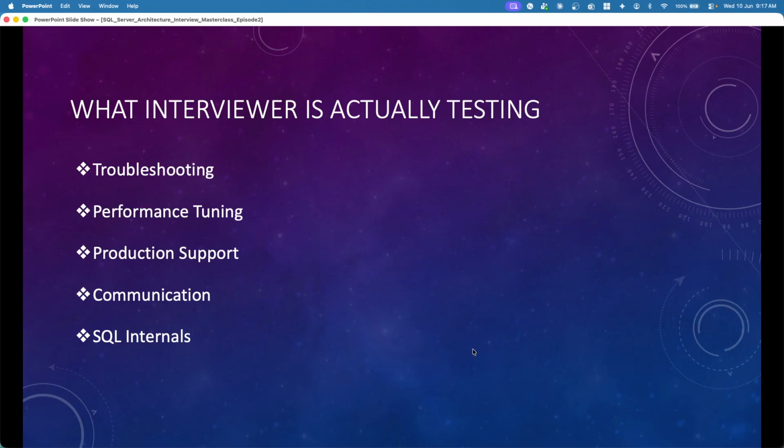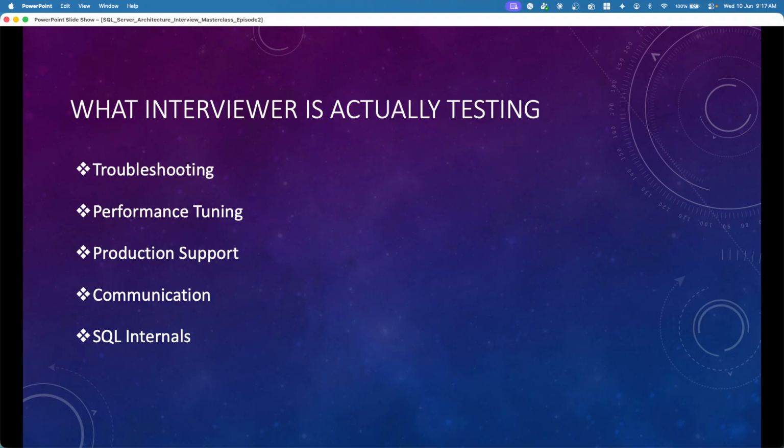So let me ask you a question. What are interviewers actually testing during the interview? For example, when they ask you to explain SQL Server Architecture, do they want to see if you memorized a diagram? No, right? They want to know if you understand how SQL Server works internally, right?